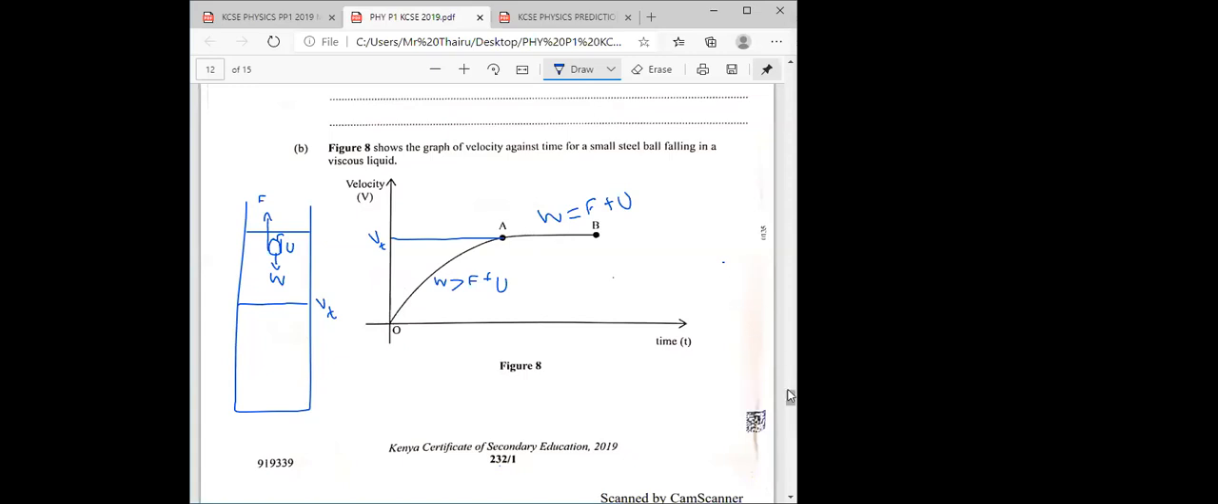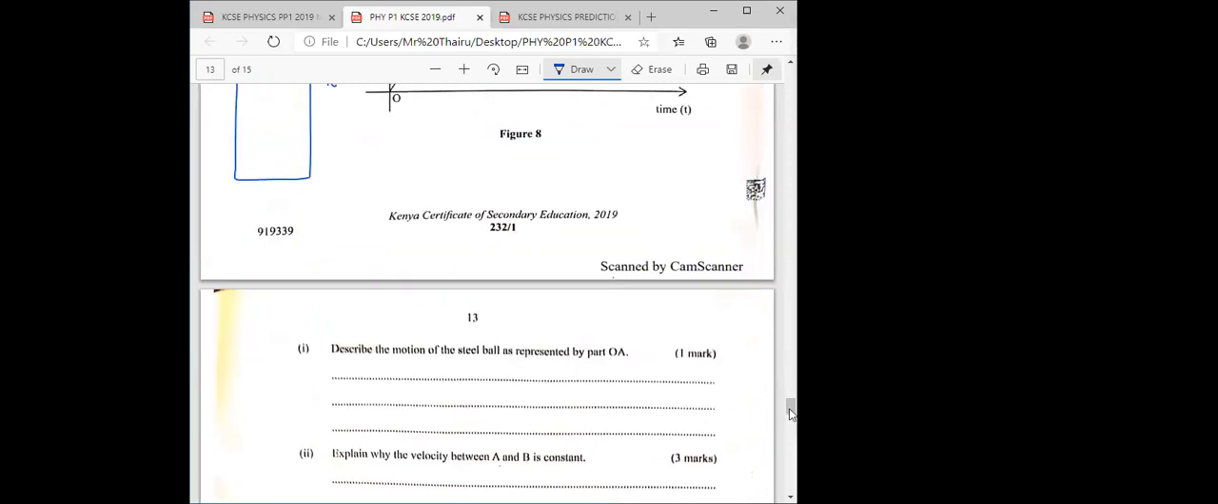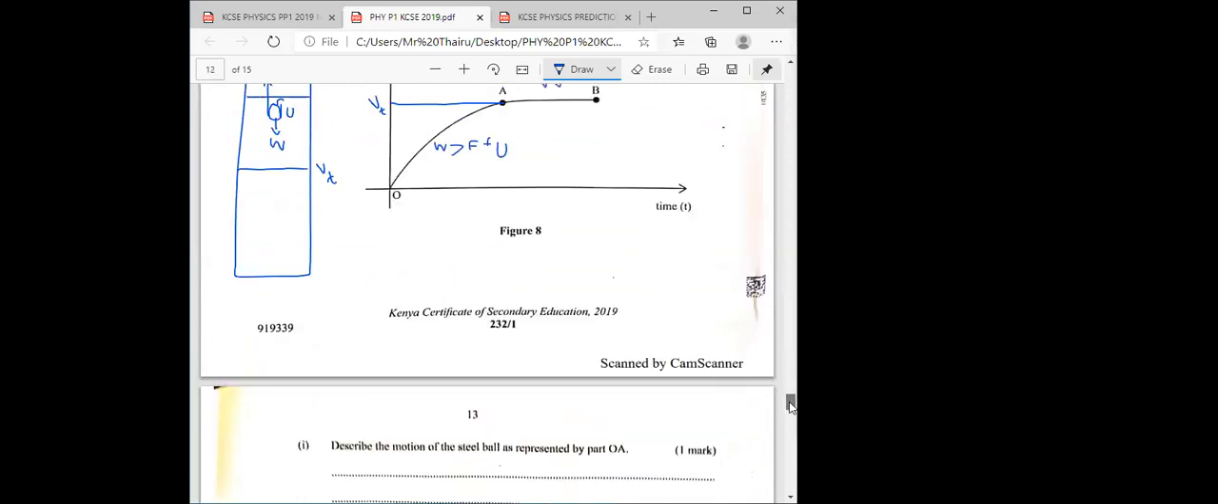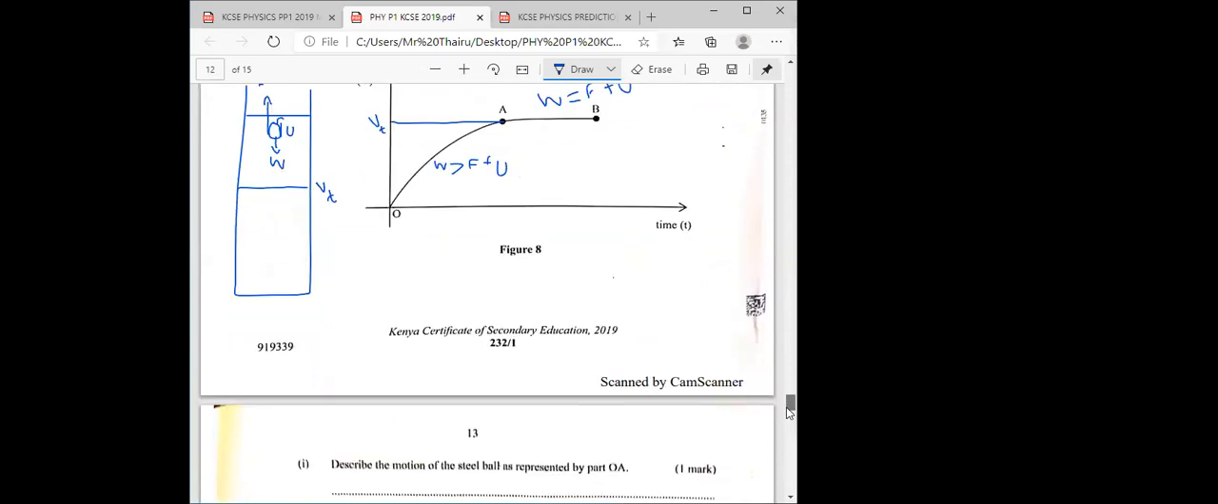Now the question is asking us, explain why the velocity between A and B is constant. So velocity between A and B is constant because downward forces will be equal to upward forces. Hence, terminal velocity is attained. Therefore, the resultant force acting is 0.